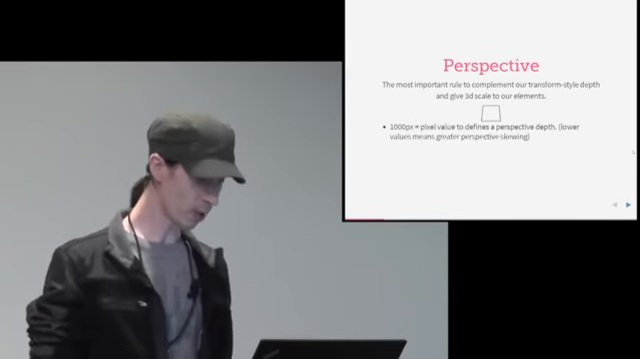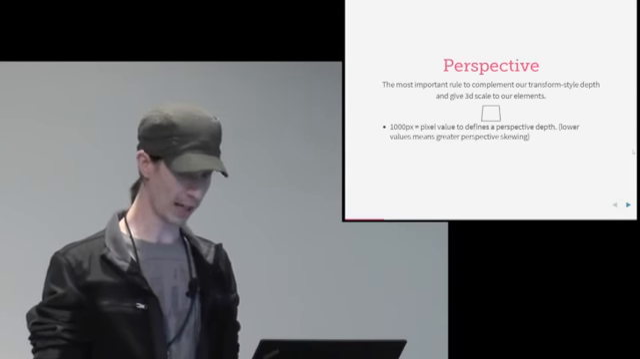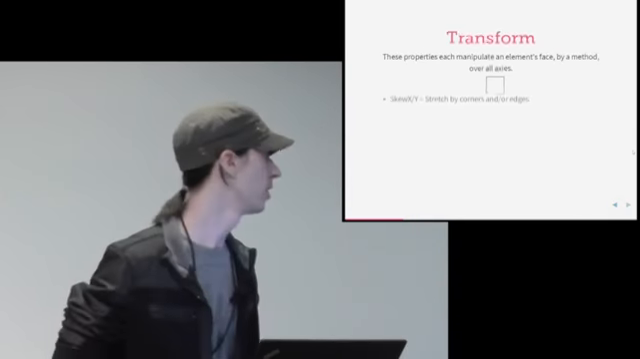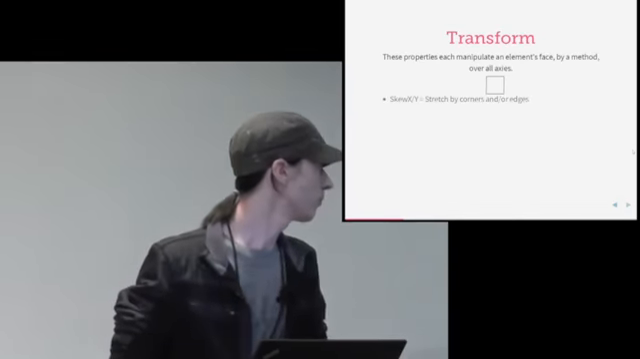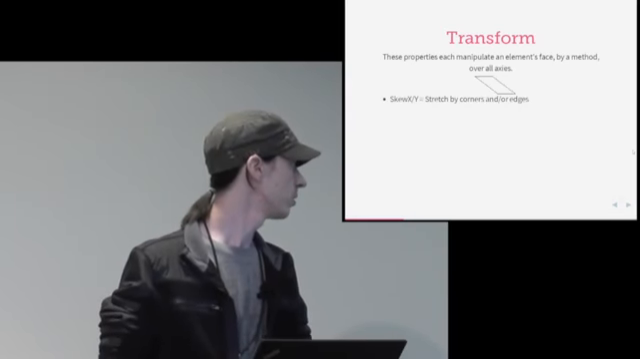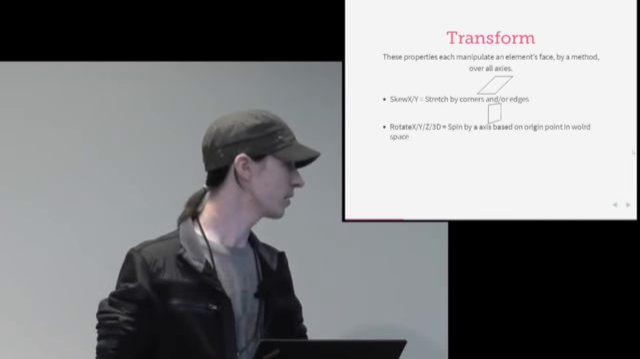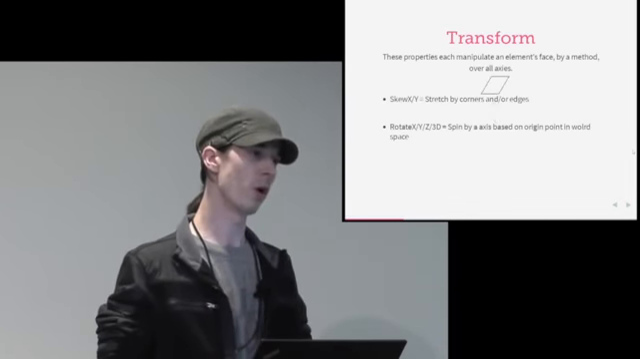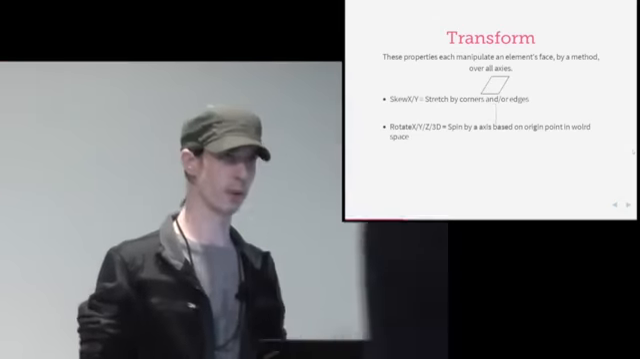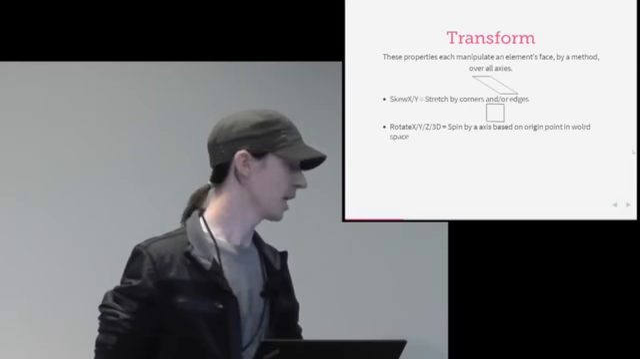The transform property: these properties each manipulate an element's face by method over all axes. I don't know if that is spelled correct. I went back and forth on that a couple times. So you got skew by X and Y, which will stretch the corners and or edges. You've got the rotate by X, Y, Z, and 3D. 3D is kind of like an optimized version of all three axes combined, so it's a little bit more friendly on the GPU, I believe. And then we got translate, which just kind of moves from point A to point B.